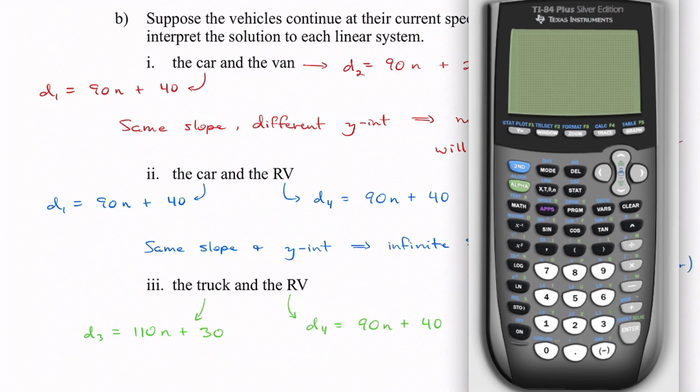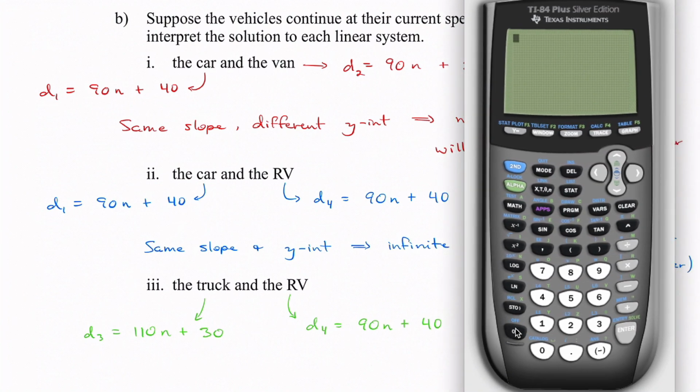We're going to use our graphing calculator for this. You can turn on your calculator, go into y equals, and then we're going to put in each of these equations. The first one was 110n, but in our calculator we have to use x. So we type 110x plus 30, then click enter, go down to our second equation, and type this one in: 90 times x instead of an n, plus 40. Then we want to look at our graph, so click graph.